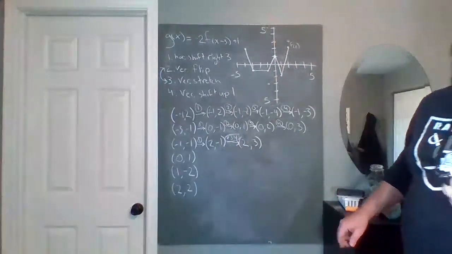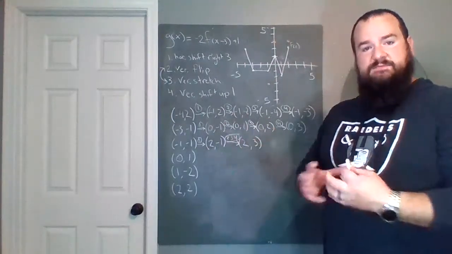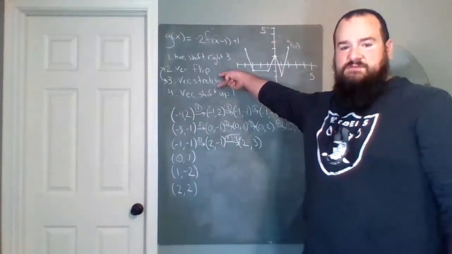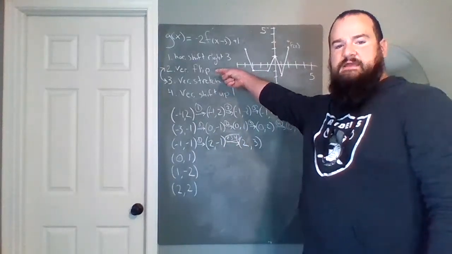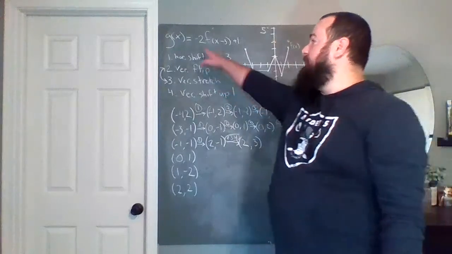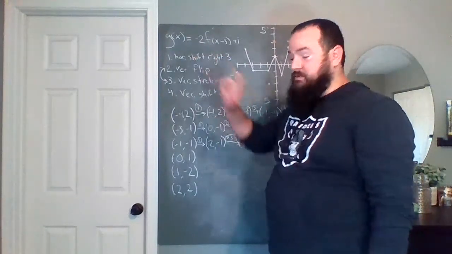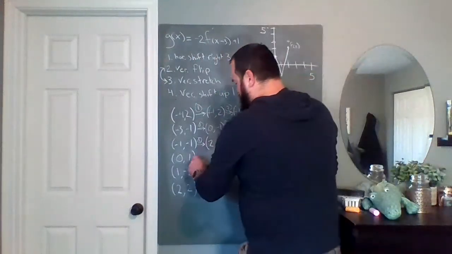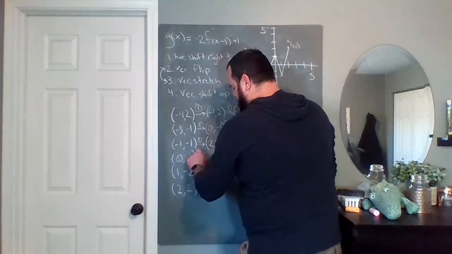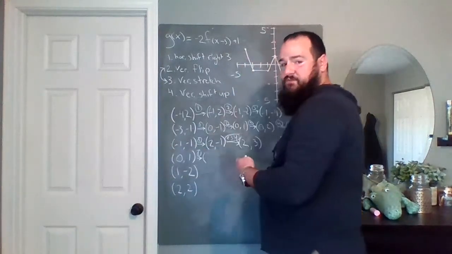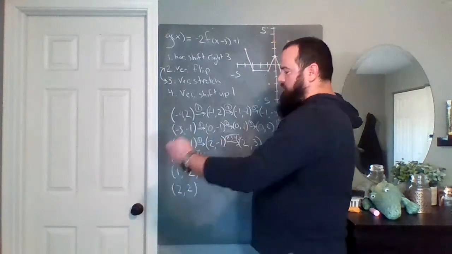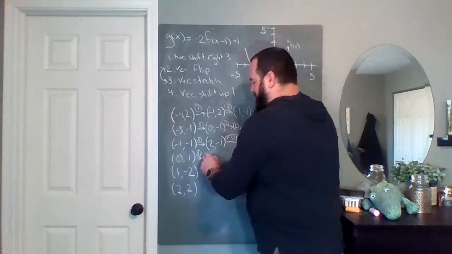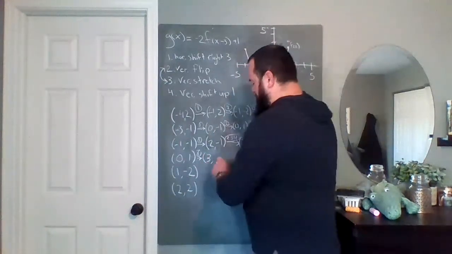Okay, now I want to start combining some of these steps. The second and third step are easy to combine. Instead of making a negative and then multiplying by 2, we can just simply multiply by -2. So I'm going to combine those 2 steps. We're going to do step 1 still, our horizontal shift, right 3 units. So if we were at 0, we go to the right 3, and we are now at 3. So we're at 3, 1.